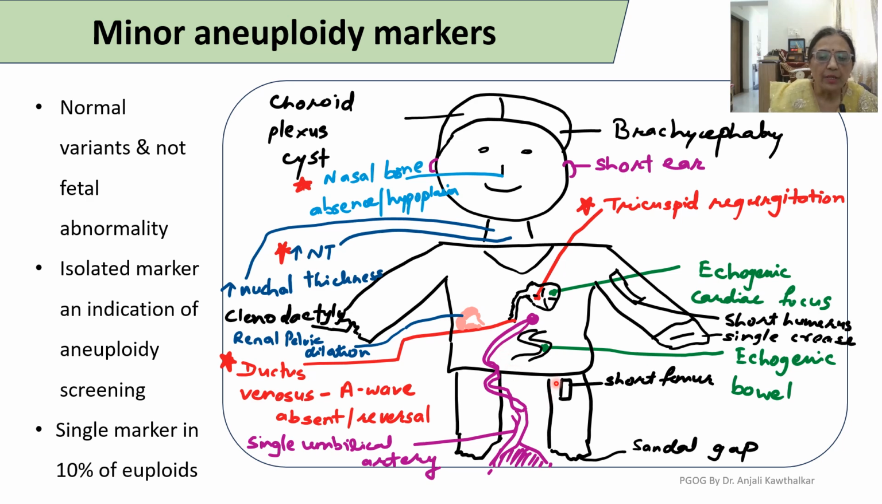Now coming to extremities, in the upper extremity there can be a short humerus, and there can be a short femur for the lower extremity. You can pair it to remember like that.